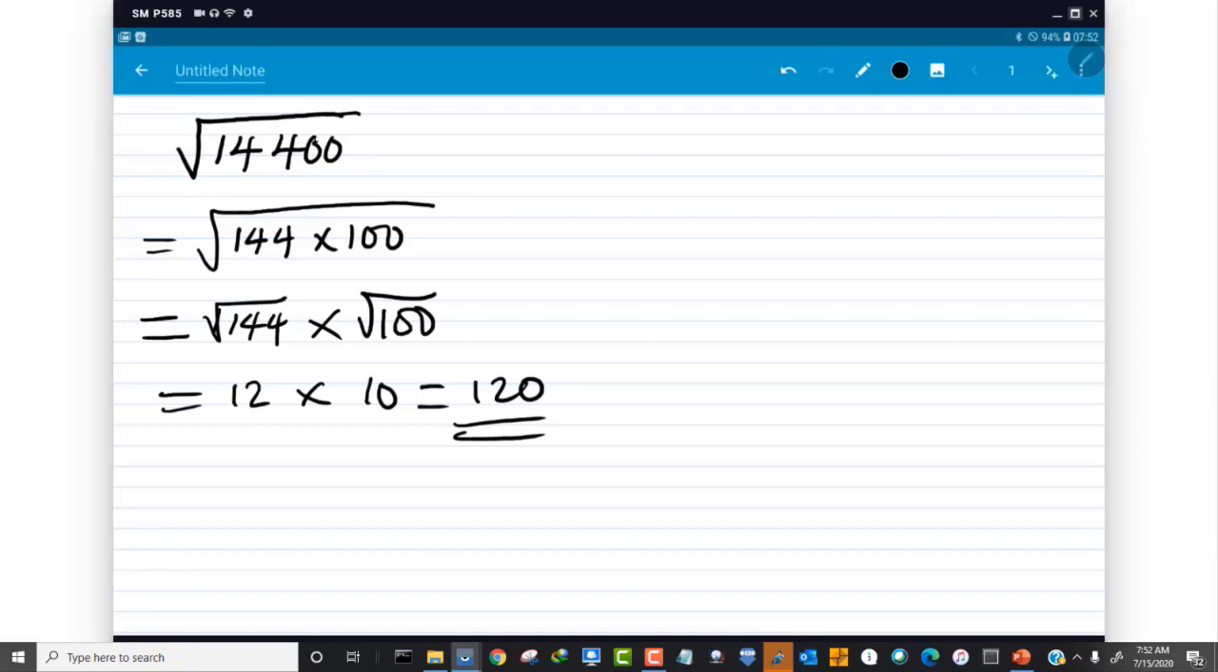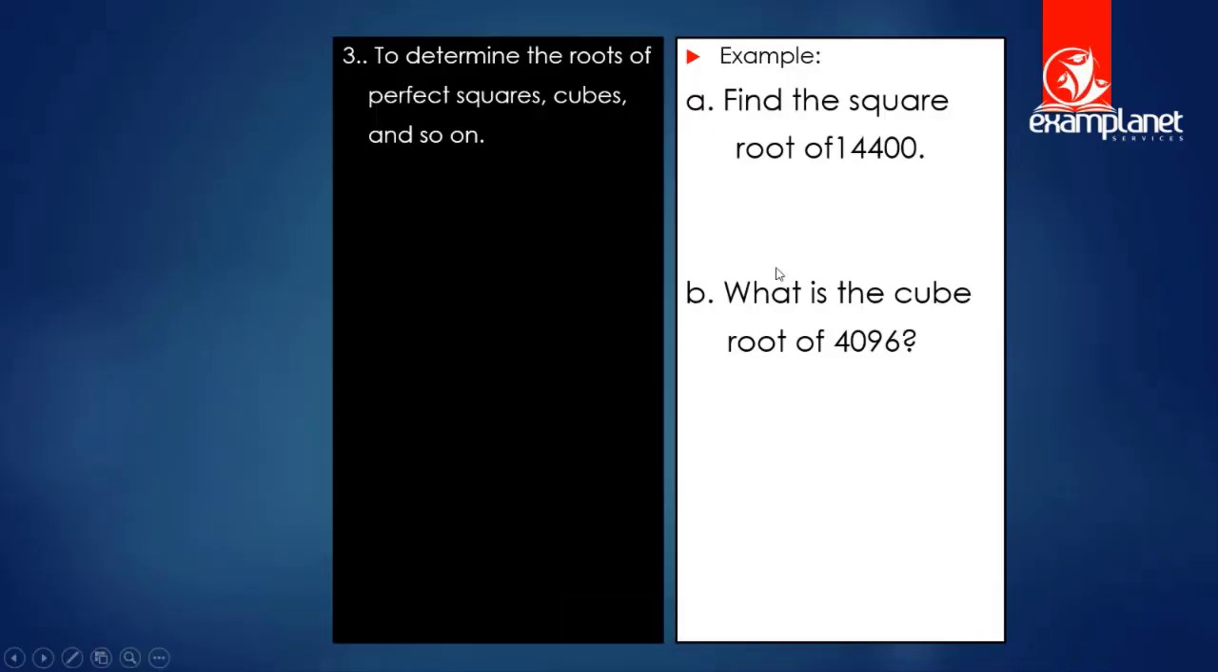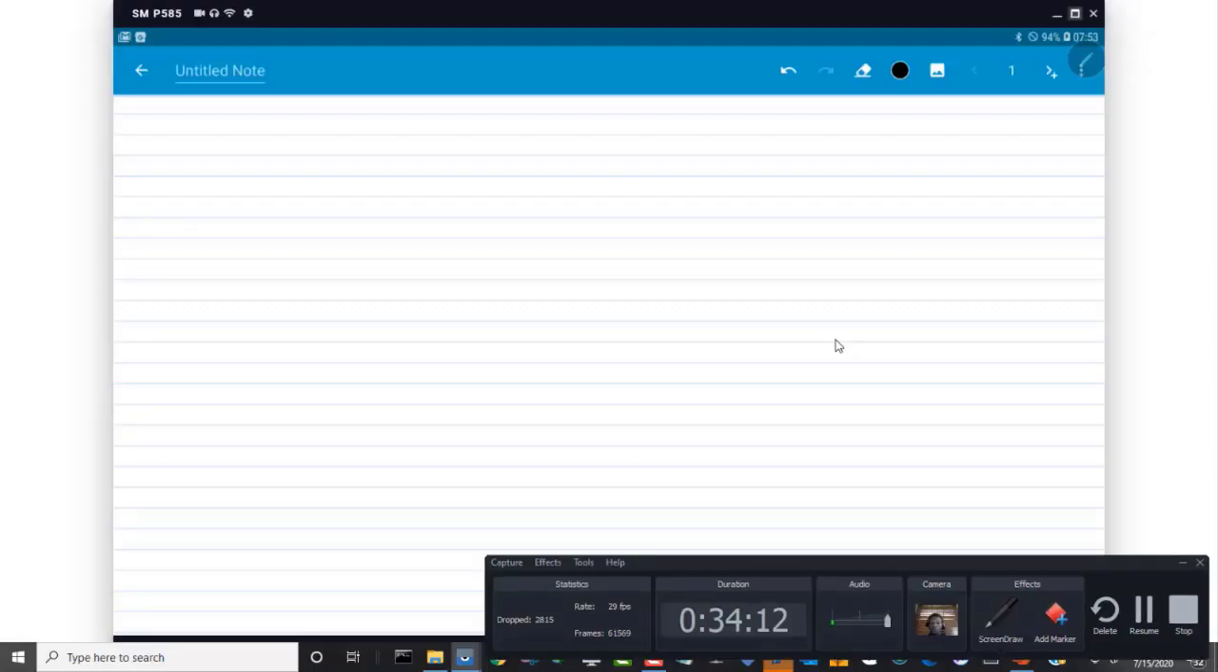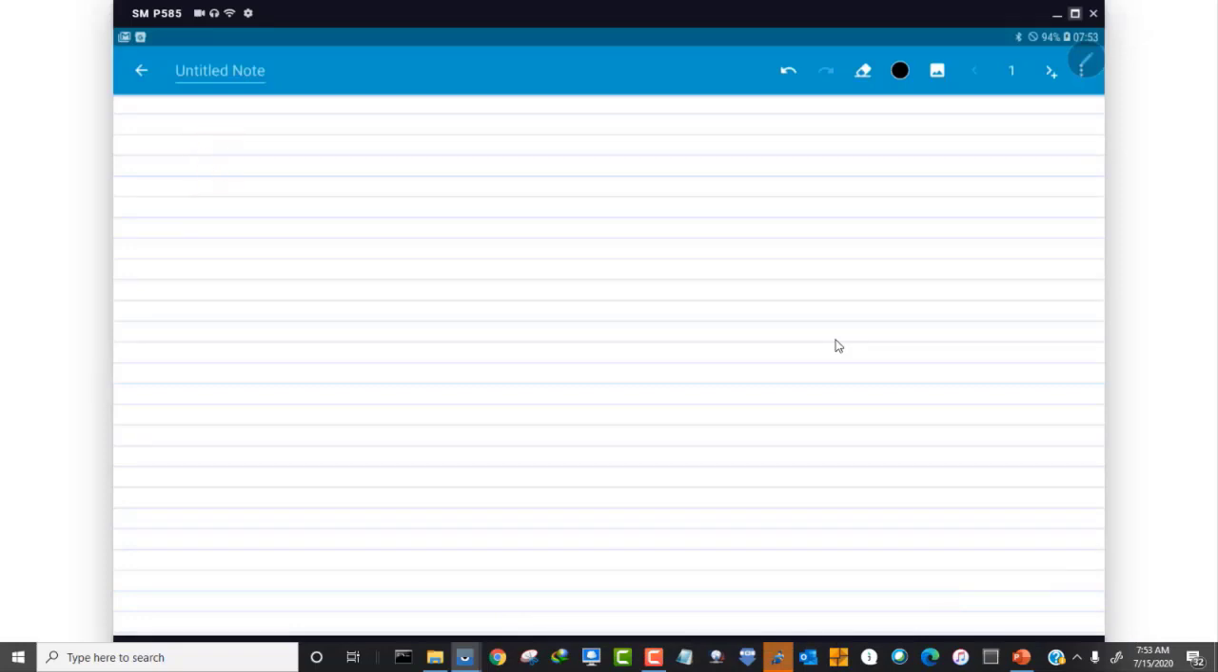All right, but we just did that to see how you can use the prime factorization method to find the roots of an integer. Okay, so let's see the second one that says, what is the cube root of 4096? So we are looking at the cube root of 4096. So the same approach here, we first need to express our number in prime factorization.